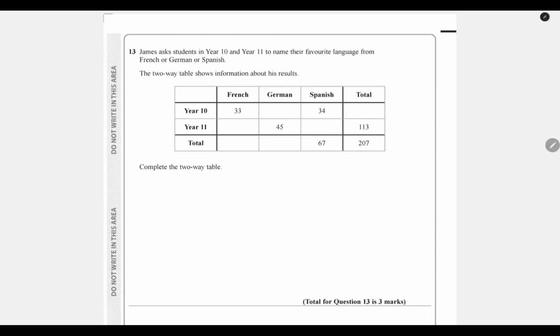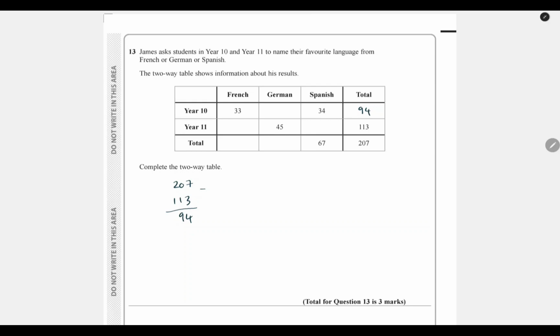Question 13 says, James asks students in year 10 and year 11 to name their favorite language from French or German or Spanish. The two-way table shows information about his results. Complete the two-way table. So the first place we can start is with the actual totals. We have the total amount of students, which is 207, and we know that the year 11 total is 113, and so if we minus them, that's 207 minus 113, and that's equal to 94. And so the total number of year 10 students is 94.